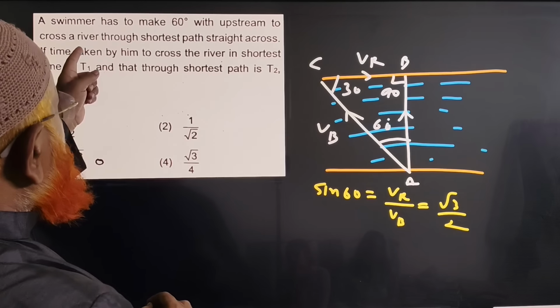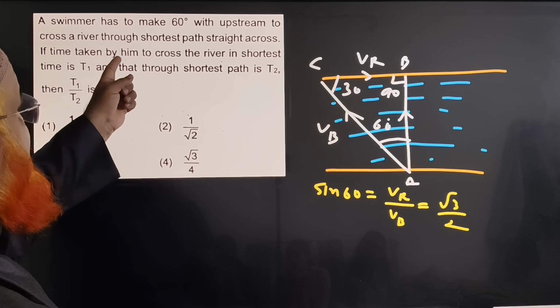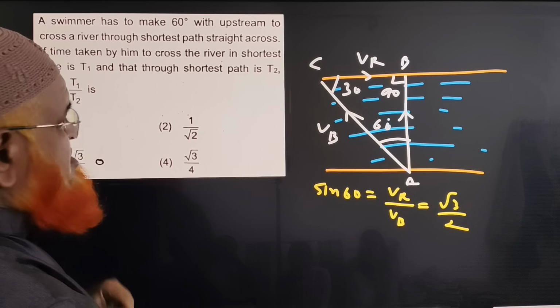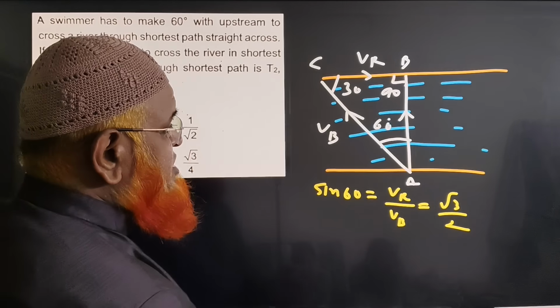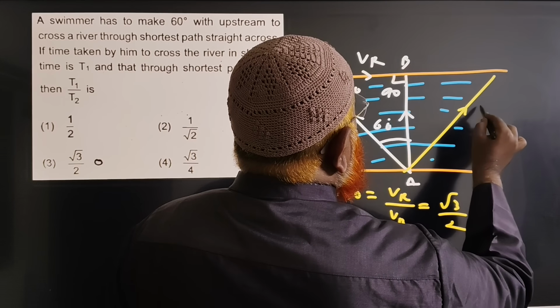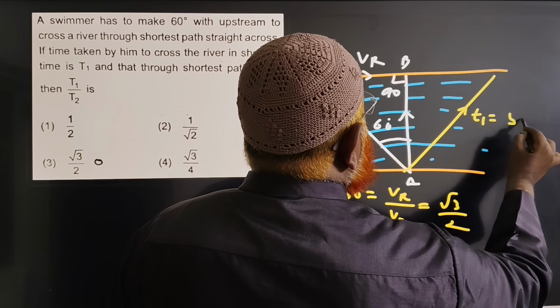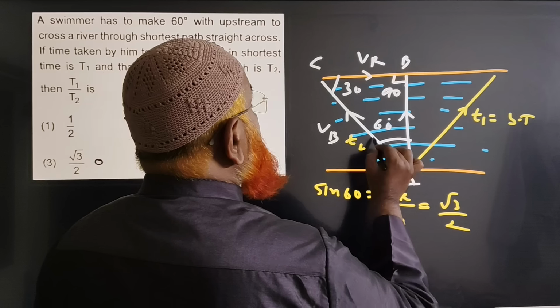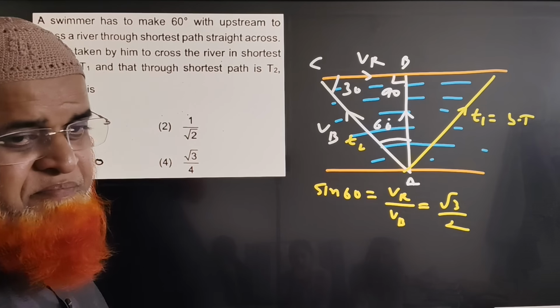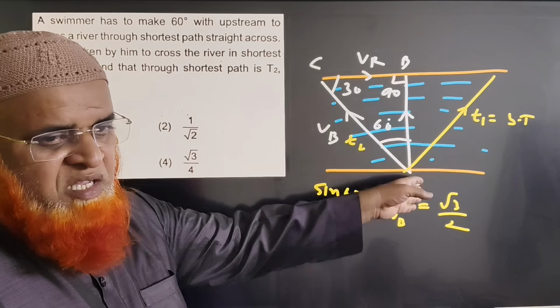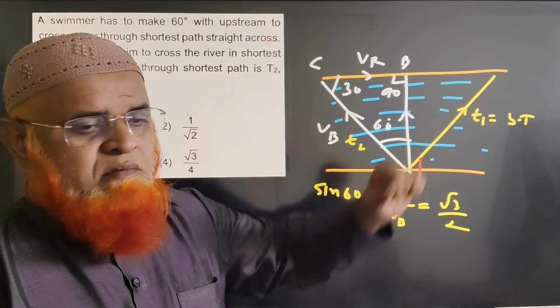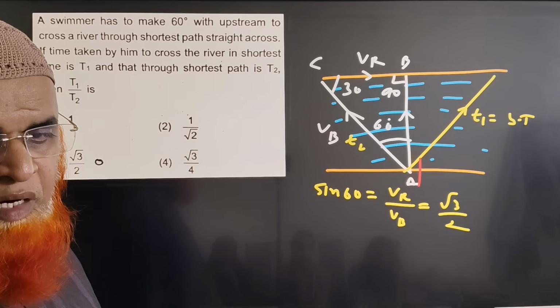If the time taken by him to cross the river is the shortest time, what does that mean? In this direction, if time t1 is the shortest time and t2 is the longest time, here it will take more time to reach like this. Here it will take lesser time. Understood what I am saying?